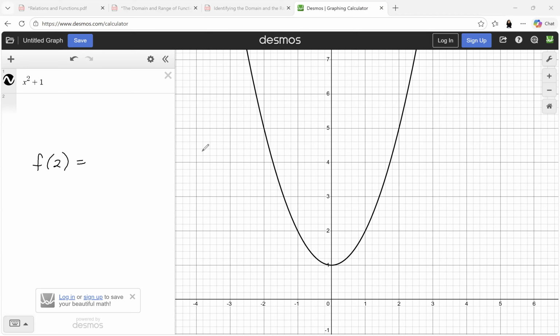So if I ask you what is f of 2, I'm asking you what is the value of the function? So what is the y coordinate when x is equal to 2? You have to find the point where x is equal to 2 and tell me the y coordinate of that point. What is the corresponding value on the graph when x is equal to 2? Do you know how to locate the point x is equal to 2?